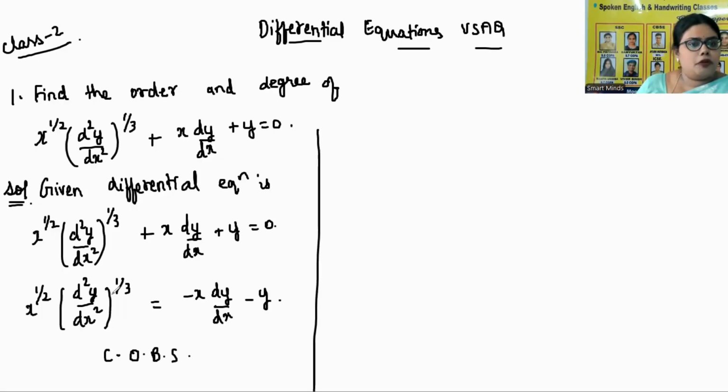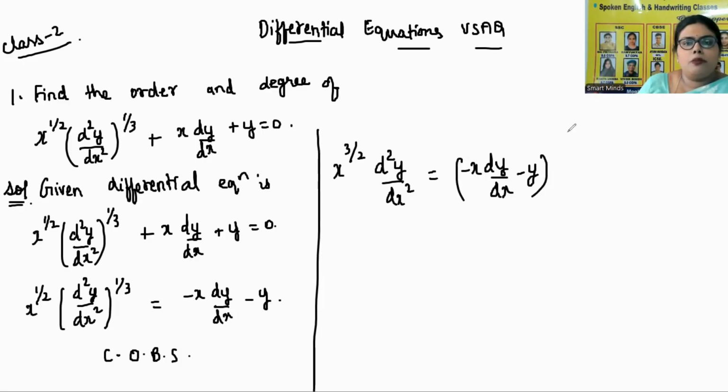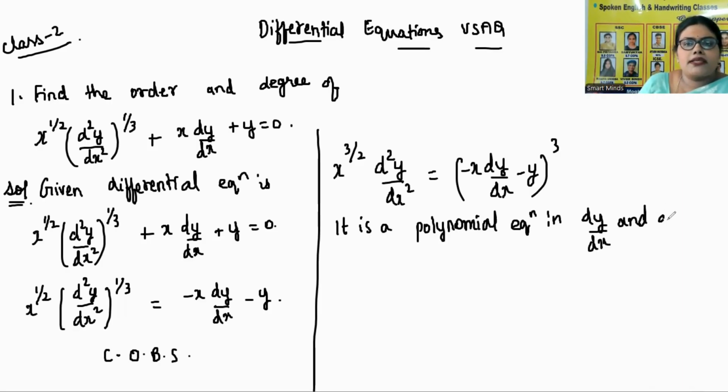If you do cubing on both sides, x power 1 by 2 will become x power 3 by 2. And this power 1 by 3 will go away because we are cubing. So you will get d square y by dx square is equal to (minus x dy by dx minus y) whole power 3. Now you can see it is a polynomial equation now. It is a polynomial equation in dy by dx and d square y by dx square.